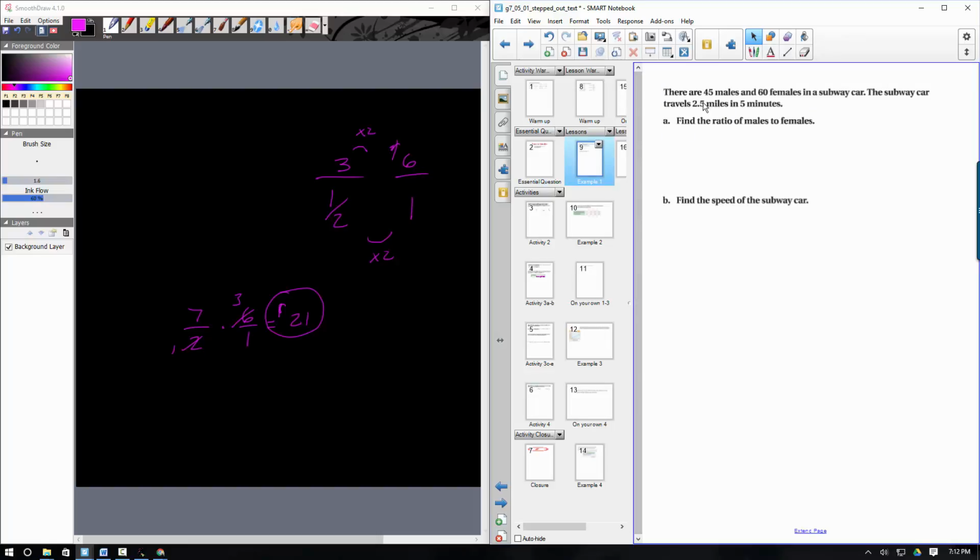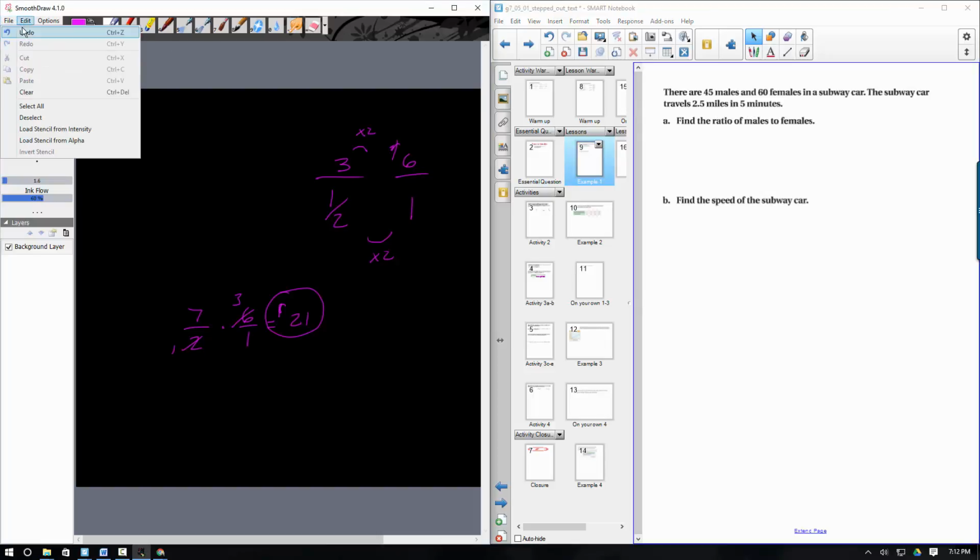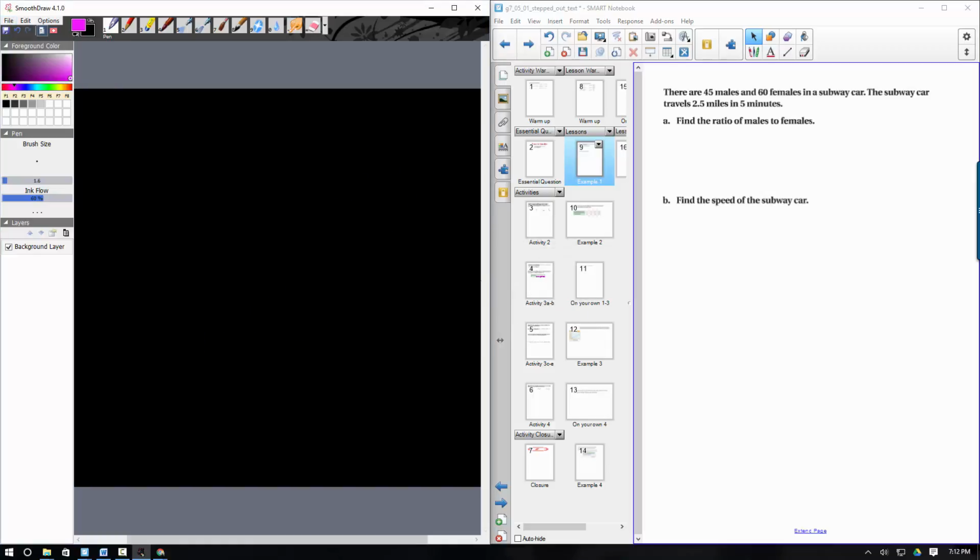So now what we're going to do is we're going to go through and figure out there are 45 males and 60 females in a subway car. The subway car travels 2.5 miles in 5 minutes. So find the ratios of males to females. So the ratio is just what I have here. So I have 45 to 60. And I can actually reduce this down. I can take a 15 out, right? So in this case, I have 3 to 4. So that's the ratio, 3 to 4. That's the males to females. Now, if it was females to males, it would be 4 to 3. It all depends on how it's being said.